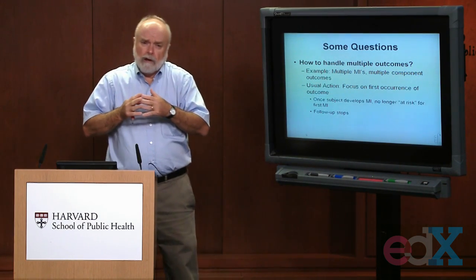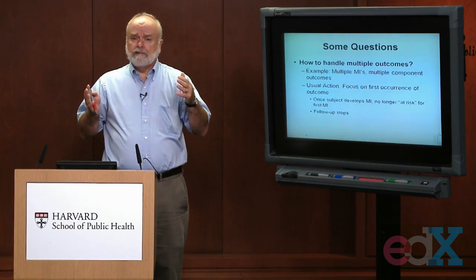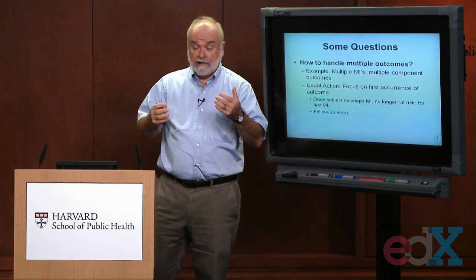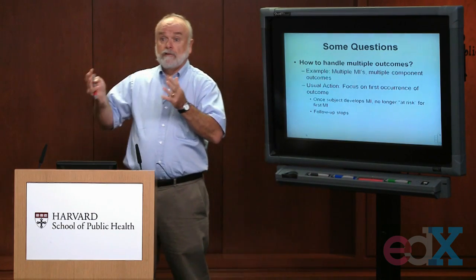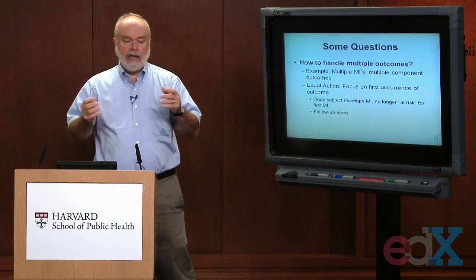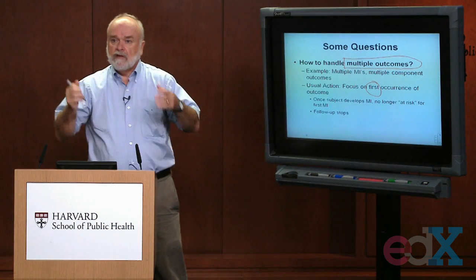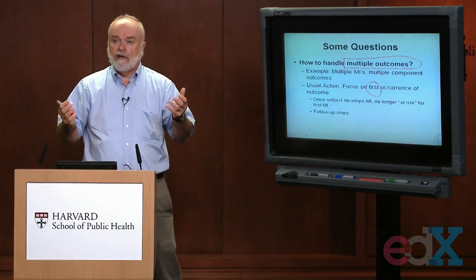Well, what about the person who develops a heart attack during his follow-up, survives, a year later has another heart attack, survives that, and another 2 years later has a third heart attack? How do you handle these multiple outcomes when you follow people over time? Well, the usual action is to look at the first event. We're just going to follow people until they develop their first myocardial infarction. And once they have it, we're not going to follow them anymore. We're only interested in the risk of developing a first myocardial infarction.